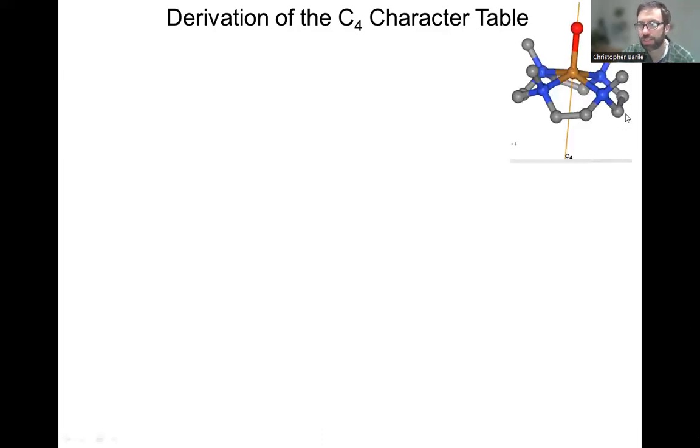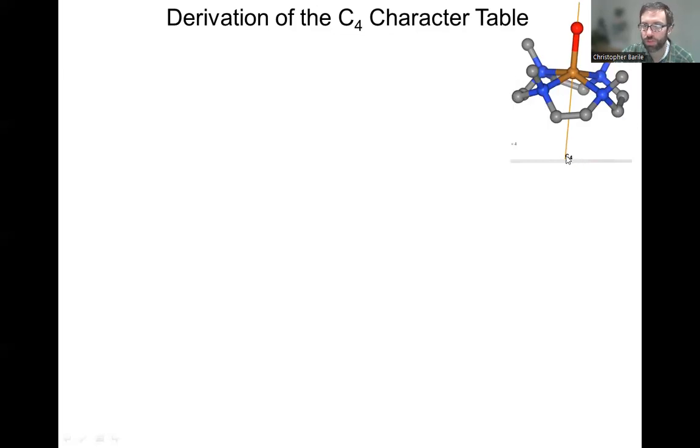Okay, so in this video, we're going to derive from scratch the C4 character table. Normally how we start out with these sorts of derivations is we think of a molecule that belongs in the point group that we're deriving, so the C4 point group. This can be kind of difficult for these symmetries that don't have mirror planes, like C4, right? Remember, C4 doesn't have a mirror plane. Here's an example of a molecule with C4 symmetry.